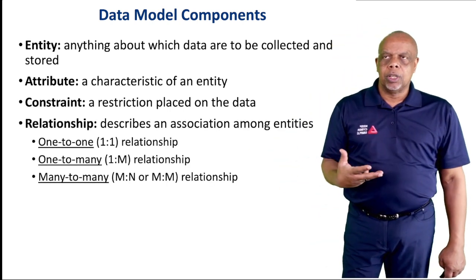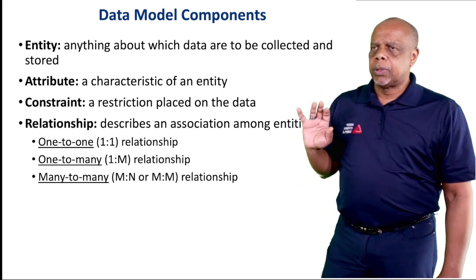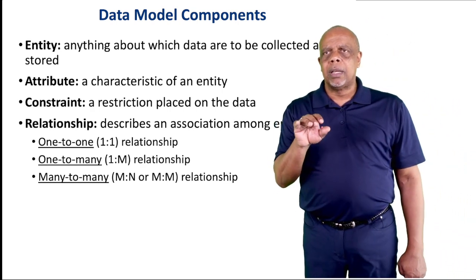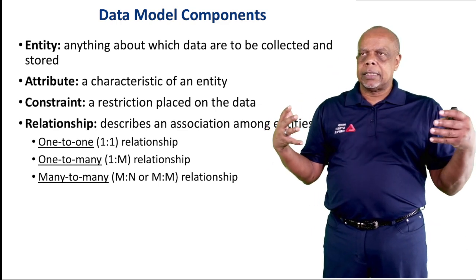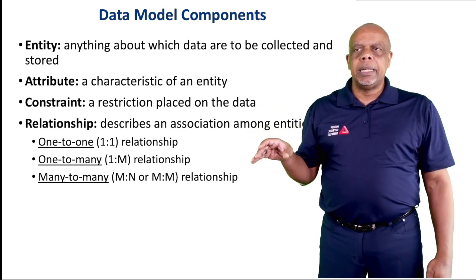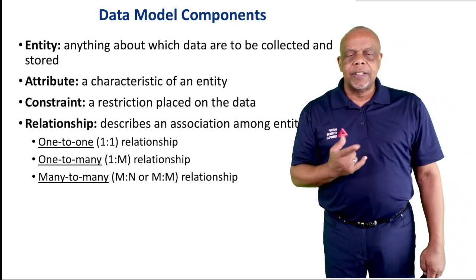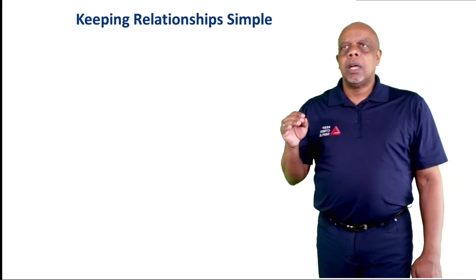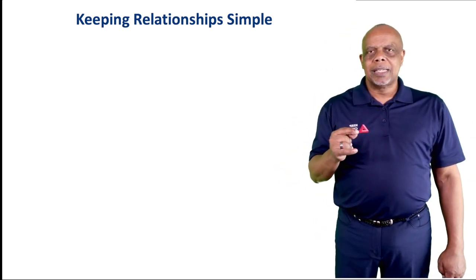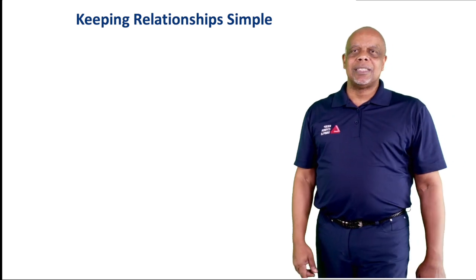And relationships. When we think about relationships, there are three types that we typically talk about with respect to entities. These are associations between entities. We can have a one-to-one, one-to-many, and a many-to-many. This is how I try to explain this. I love analogies, and this is the analogy that I use, what I call keeping relationships simple. Sounds like marriage counseling, doesn't it? Well, funny you say that, because this is all based on just that.